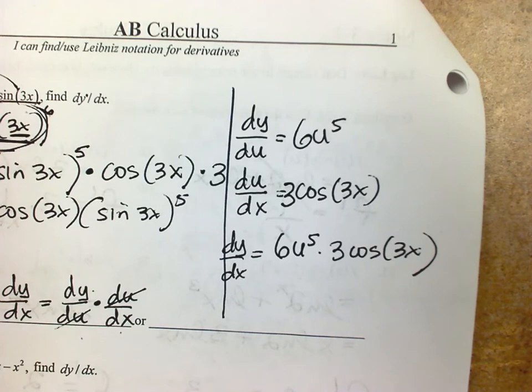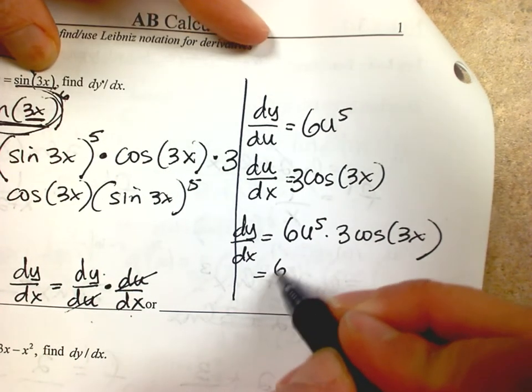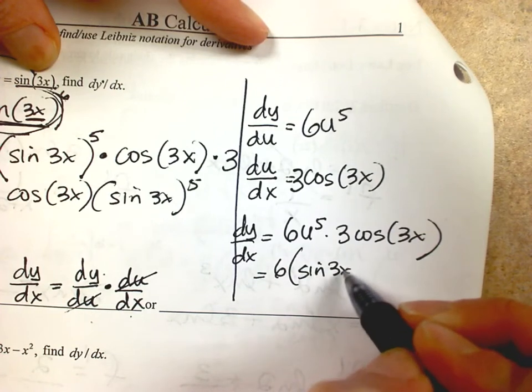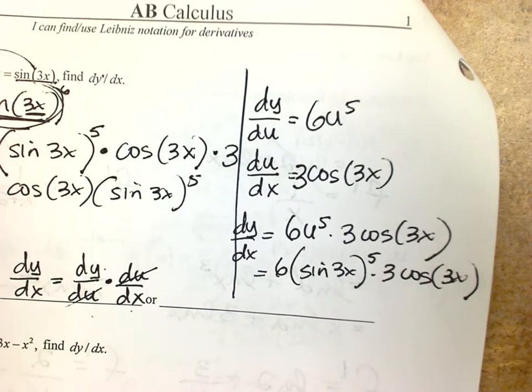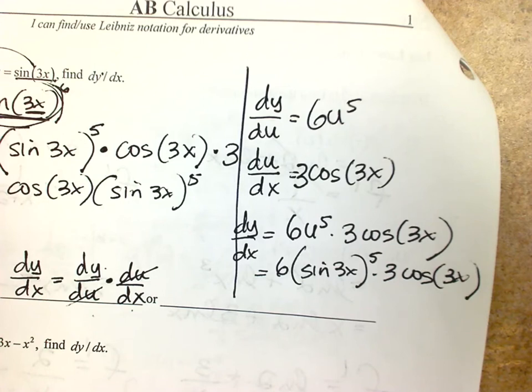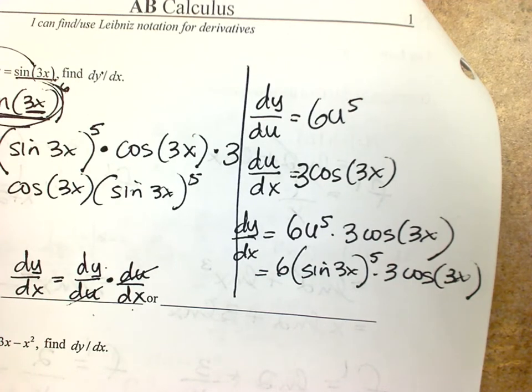And now go back in and substitute in the u value. So u, we said, was sine of 3x. So I would say 6 times the sine of 3x to the 5th times 3 times the cosine of 3x. It's the same answer. It just might break it up into pieces a little bit better for your eyes. Might be a little more work for some of you. So some of you are going to say, no, I don't want to do it. But it does come into play a little bit later. So you can decide for yourself how you want to do this.